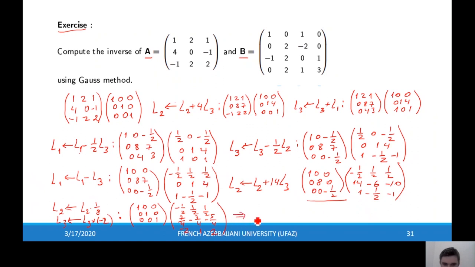Then from here, this expression will be the inverse of A. The inverse of A is minus 1 over 2, 1 over 2, 1 over 2, 7 over 4, minus 3 over 4, minus 5 over 4, minus 2, 1 and 2.